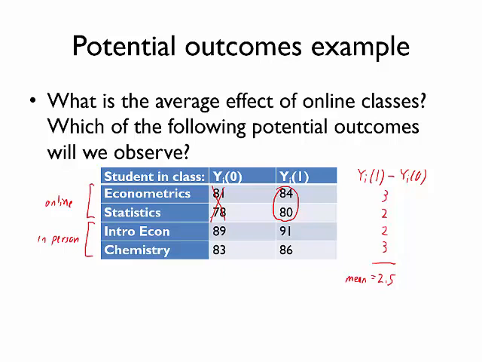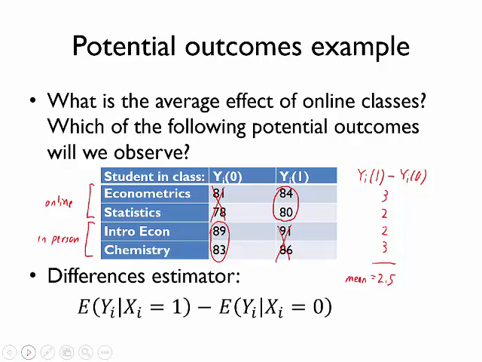Similarly, for students in the intro econ and chemistry classes, we are going to observe their potential outcomes had they taken the in-person class, which they did, and we could imagine asking how well they would have done had they taken an online class, but we're never going to know that. Once again, we don't know those potential outcomes. So we might wonder, how do we actually estimate the impact of an online class if we didn't have all this information that we used to calculate the mean of 2.5?